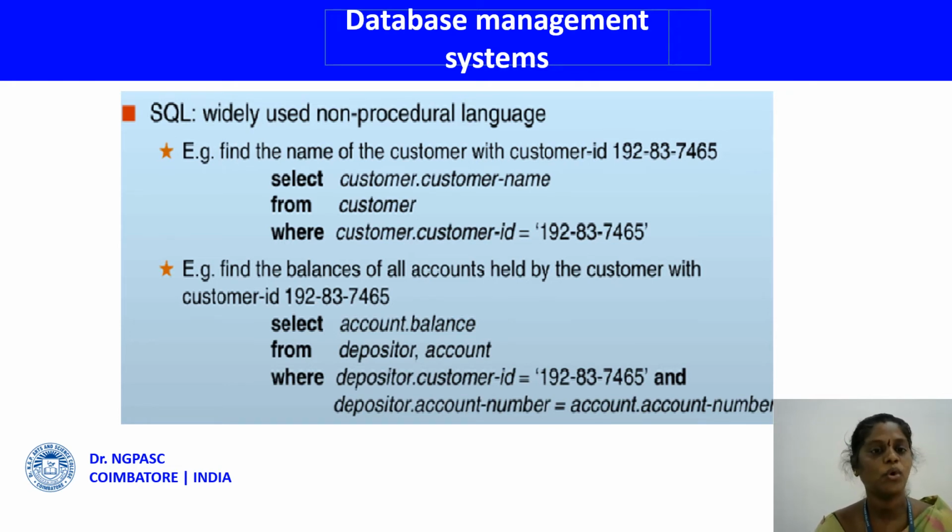Another example is I want to get information by connecting all the three tables that we have discussed previously. Here we find the balances of all accounts held by the customer with the customer ID. So select account dot balance. I want to collect the balance from both the tables, deposit and account, where the depositor's customer ID is equal to the given one, and the depositor's account number and the account table's account number should be equal. When they are equal, then you can get the balance. So this is your query language that helps to derive the result from the table.